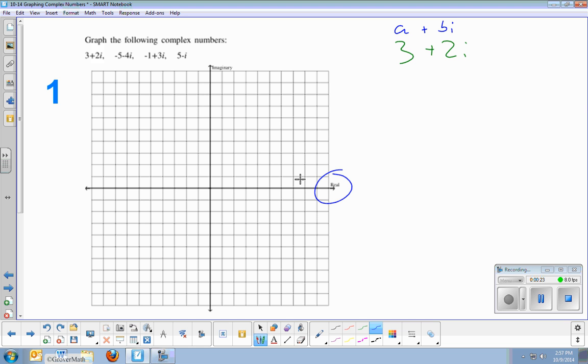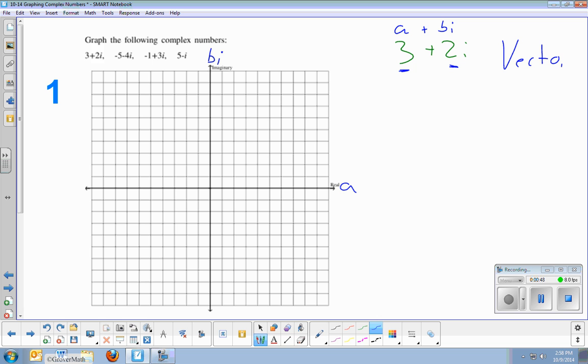And so we have two axes when we graph complex numbers. We have a real axis, which is our 3, and then we have an imaginary axis, which is going to be our 2i. So instead of thinking of it as the x-axis, think of it as the a-axis and the bi axis. And when you graph a complex number, you actually don't get a point. You get what we call a vector.